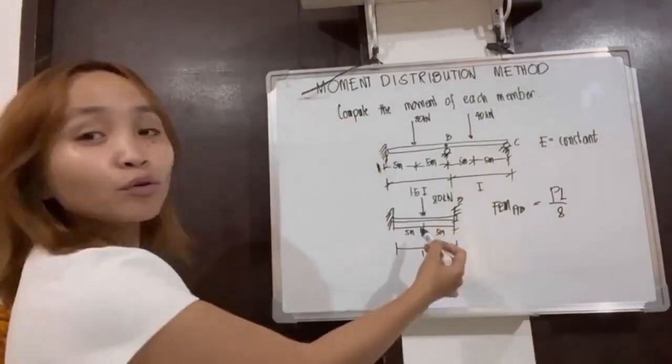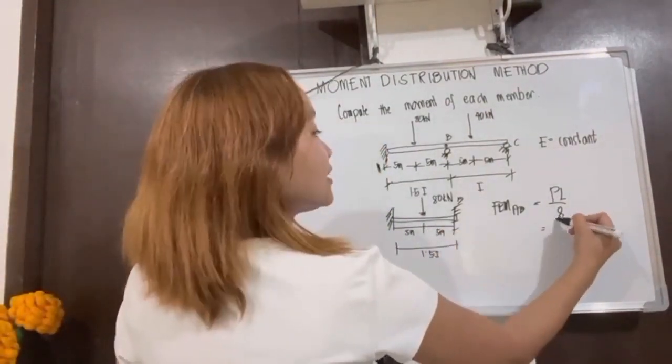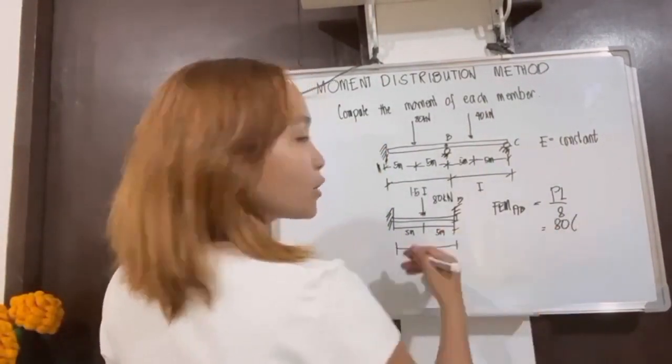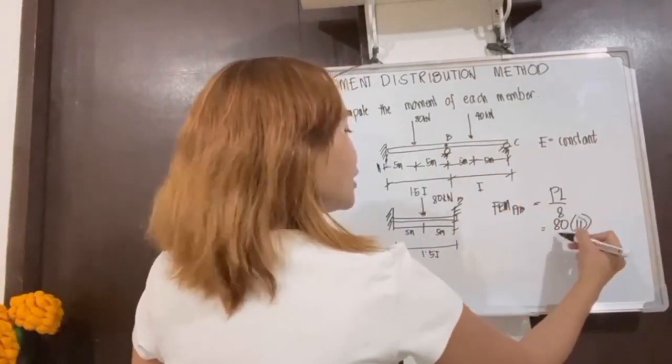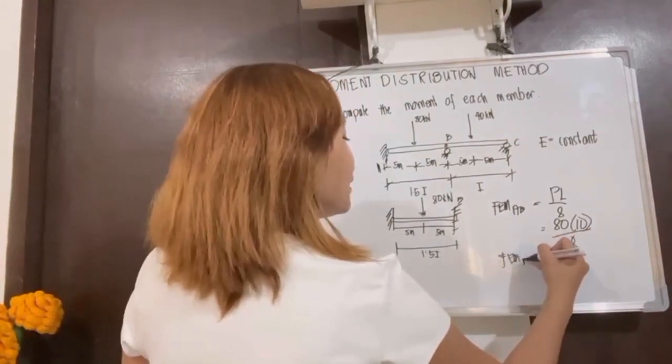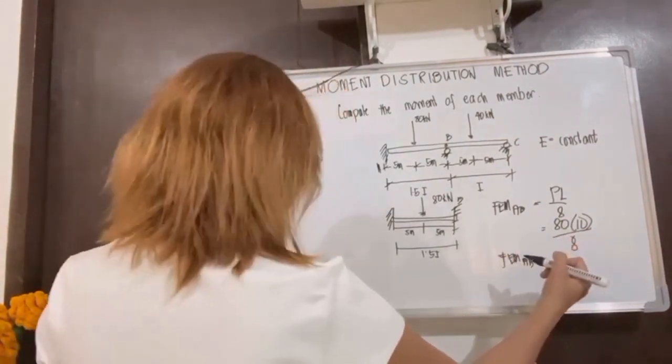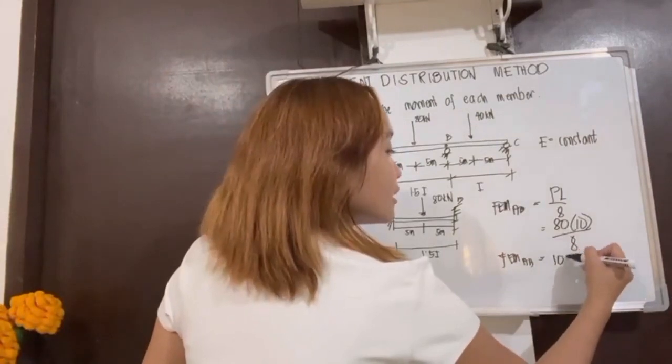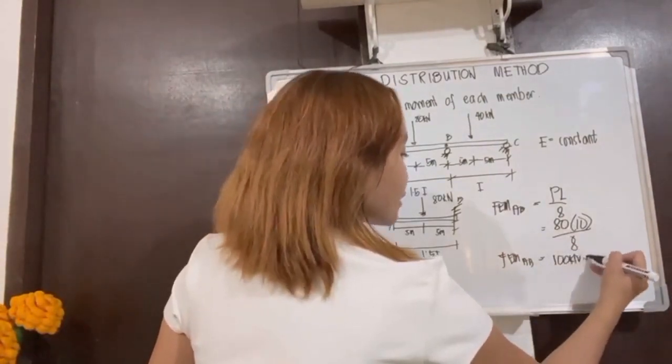So, the load is 80 and the length is 10, over 8. So, our fixed end moment of AB is equal to 100 kN-m.